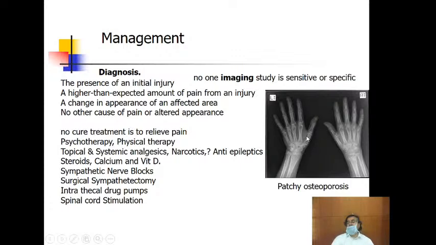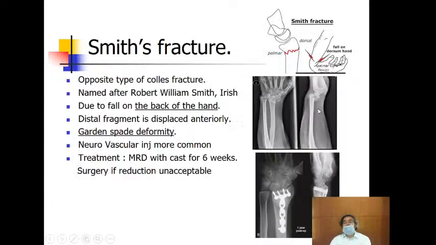This is, I think, an entrance bit. When I was preparing for entrance, whenever we used to say Sudeck's osteodystrophy, Colles fracture, elderly females, sympathetic system involved, and patchy osteoporosis, these four things used to spring to our mind. So they need to spring to your mind whenever this regional pain syndrome is discussed.